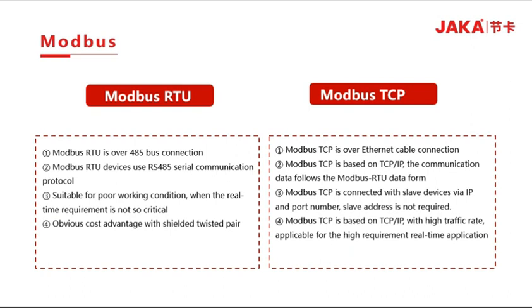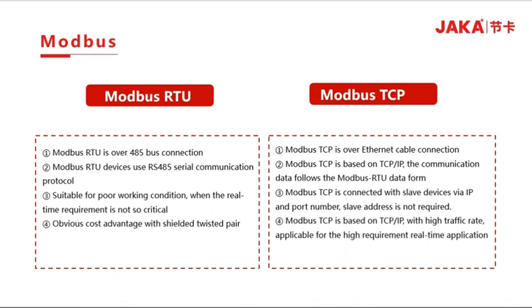Modbus RTU is over a 485 bus connection. The Modbus RTU device uses the RS485 serial communication protocol. It is suitable for poor working conditions when the real-time requirement is not so critical. Meanwhile, it has obvious cost advantages as it uses shielded twisted pair.